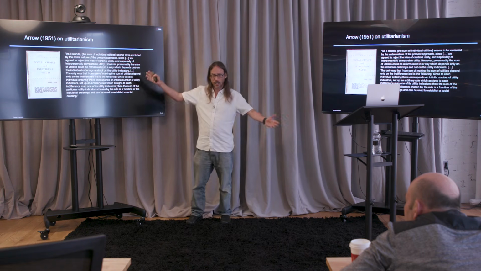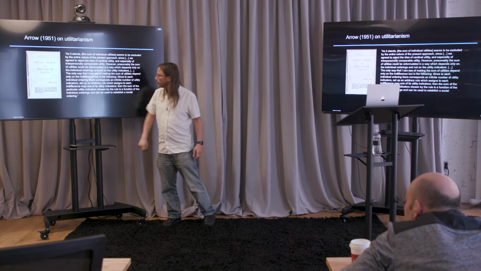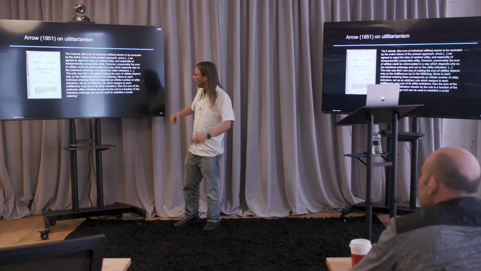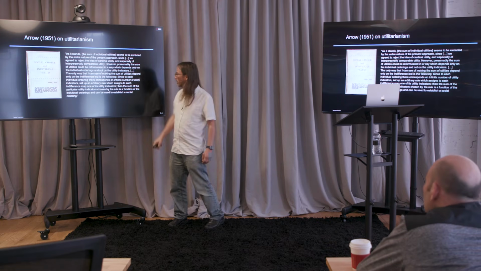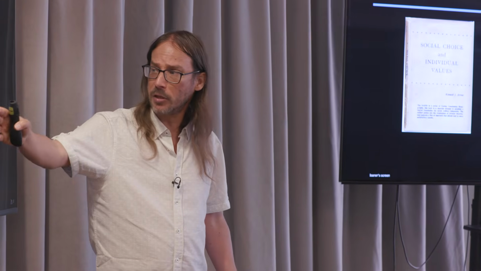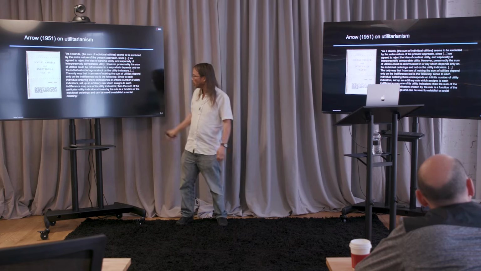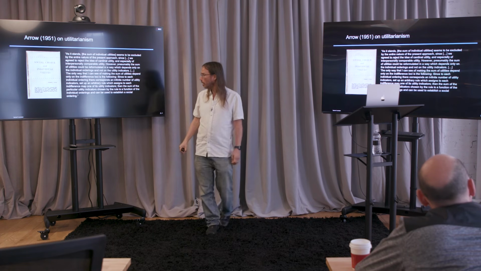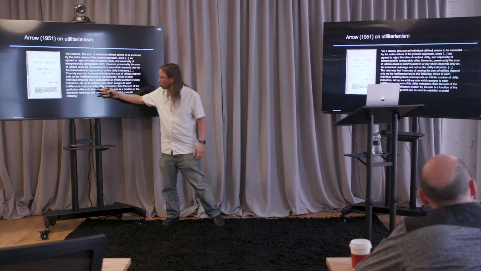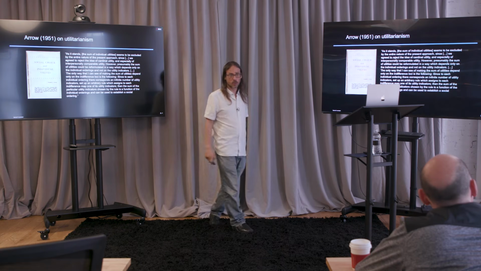The only way I can see of making the sum of utilities depend only on the indifference loci, meaning the equivalence classes of utility functions, is the following. Since to each individual ordering there corresponds an infinite number of utility indicators, set up an arbitrary rule that assigns to each indifference map one of its utility indicators. Arbitrarily choose consistently for every preference always the same utility function. Then the sum of particular utility indicators chosen by the rule is a function of the individual orderings and can be used to establish a social ordering.